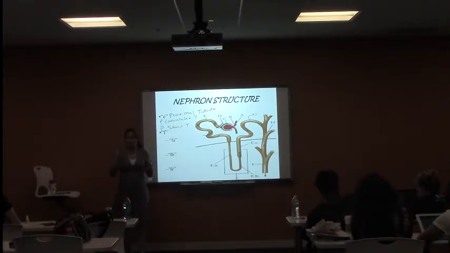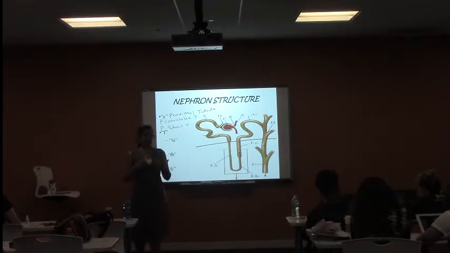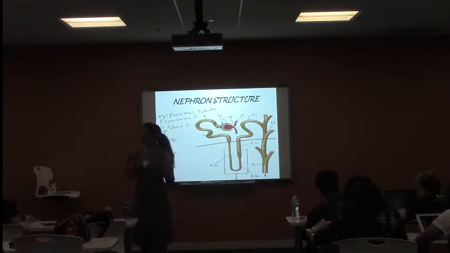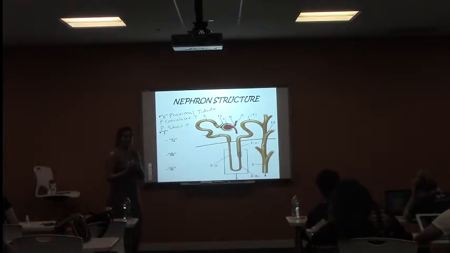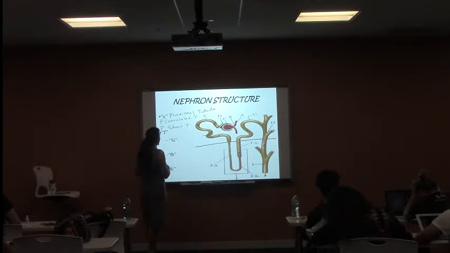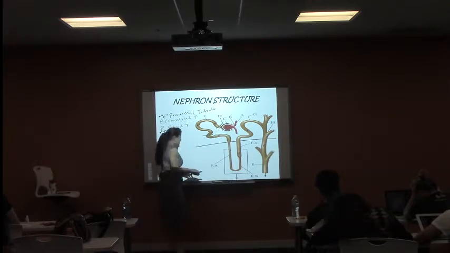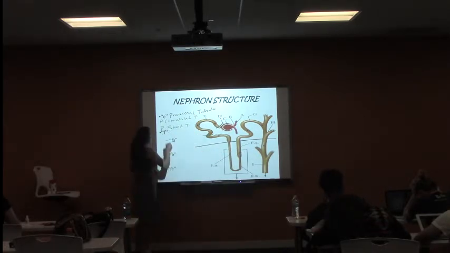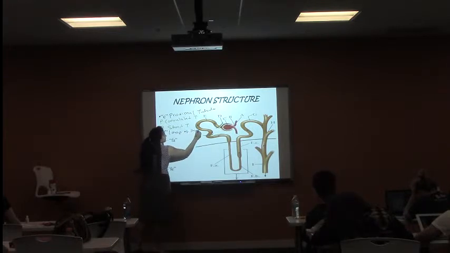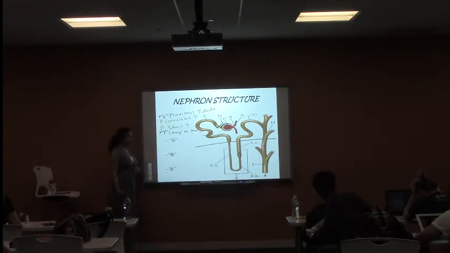So the proximal tubule has two different sections. If it's all twisted and turning, it's called convoluted. And if it's more straight, it's called the straight segment. Okay? So it has two segments. Then basically, you have F. F is the entire thing, which is called loop of Henle.